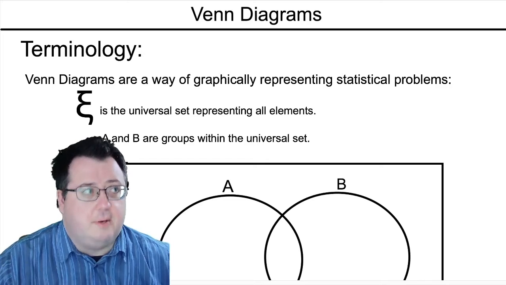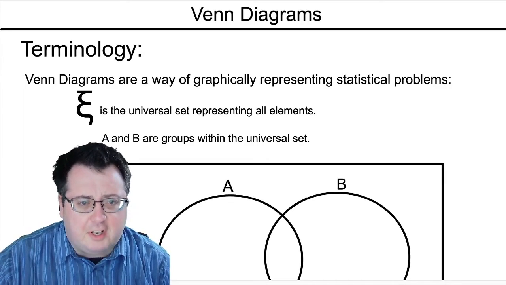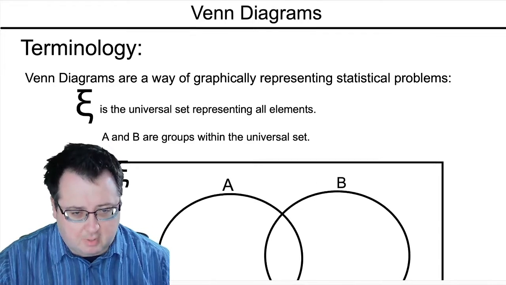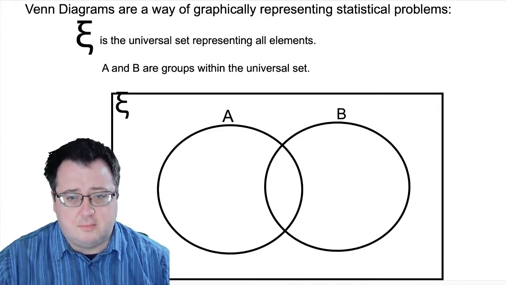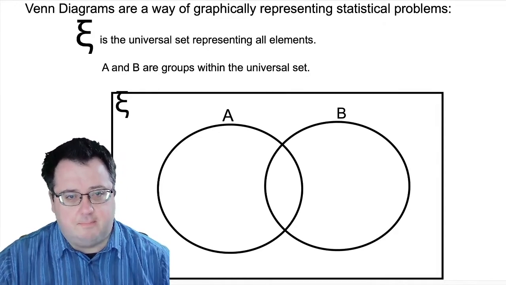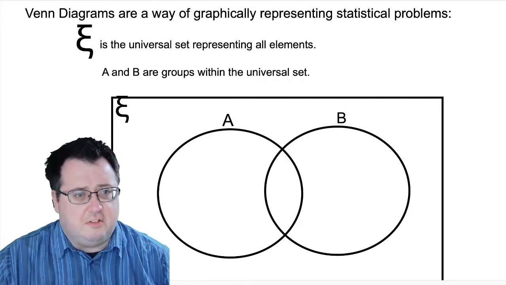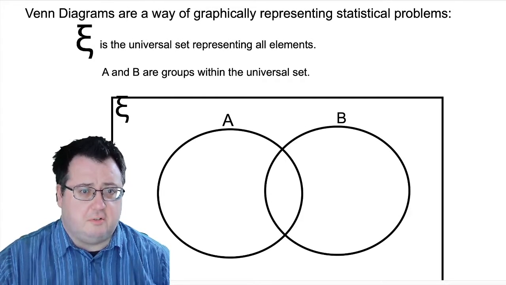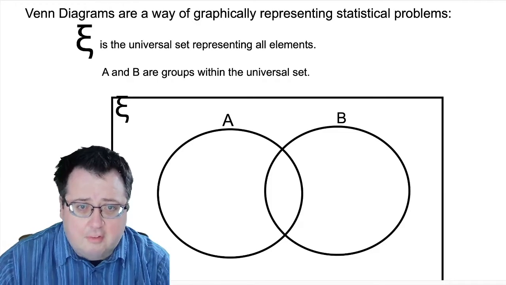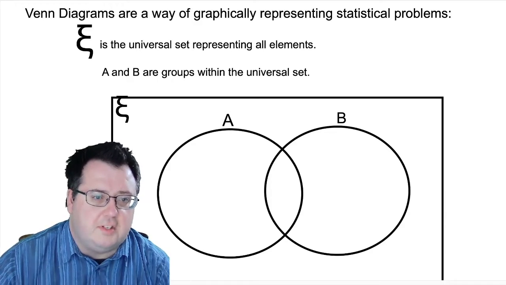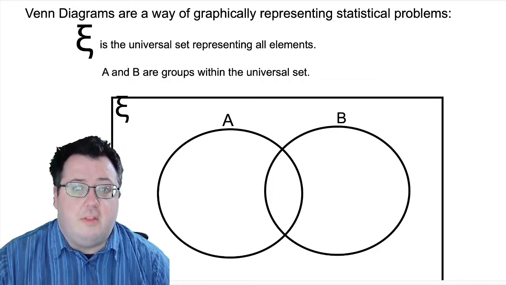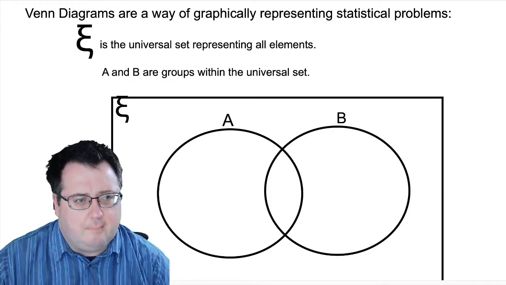So first of all, a little bit of terminology. Venn diagrams are a way of graphically representing statistical problems. And you can see here a box with two groups, A and B. The letter E that you see here is the universal set that represents everything and everyone. Everything, all elements, must be contained within this rectangular box. A and B are groups then within the universal set. Okay.